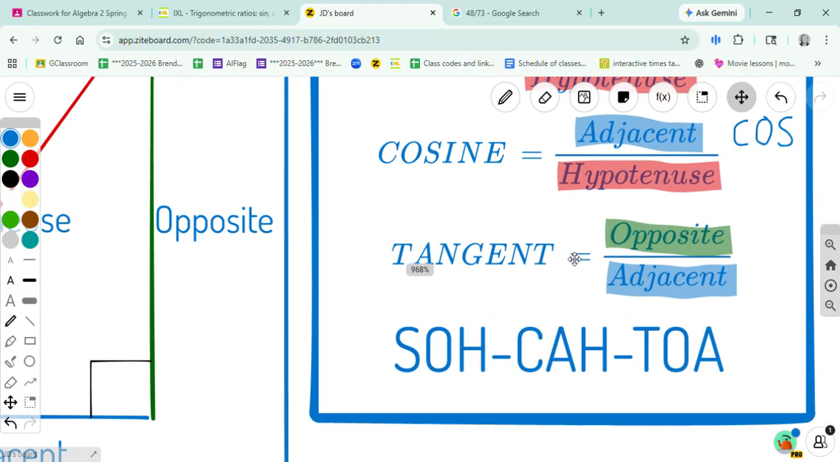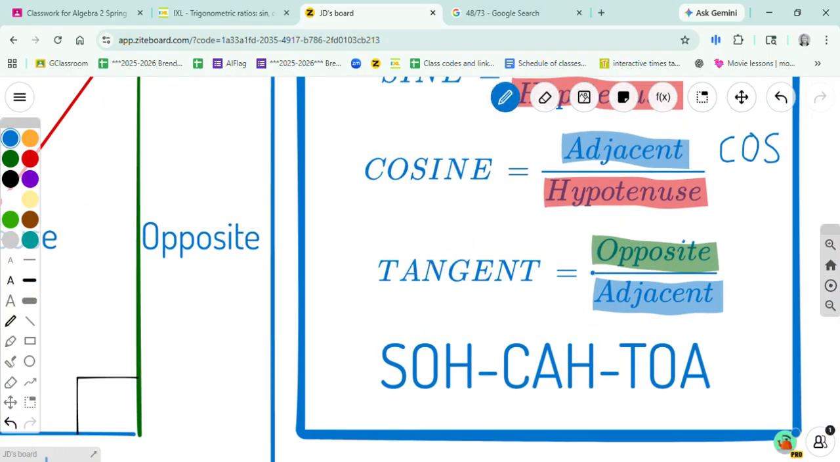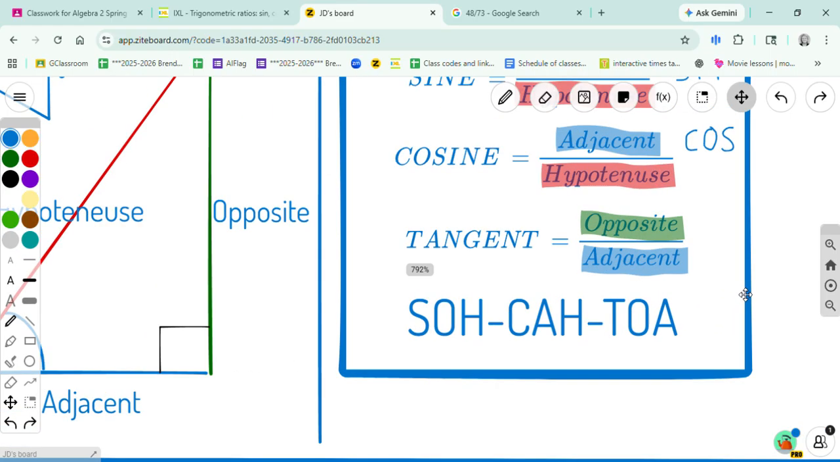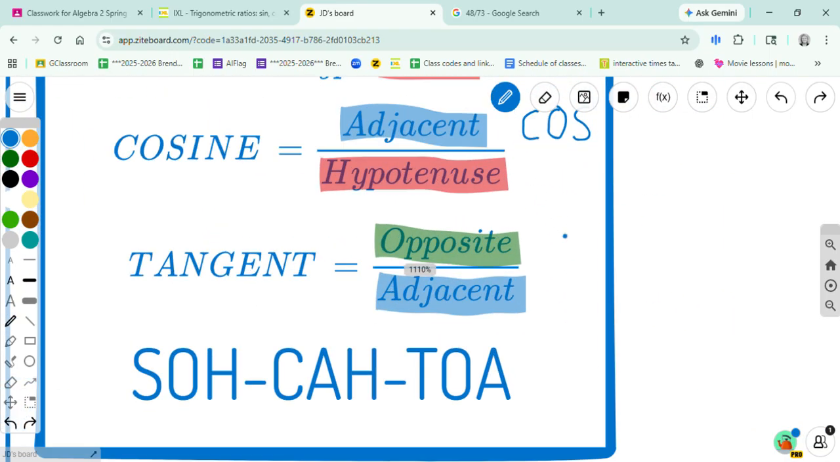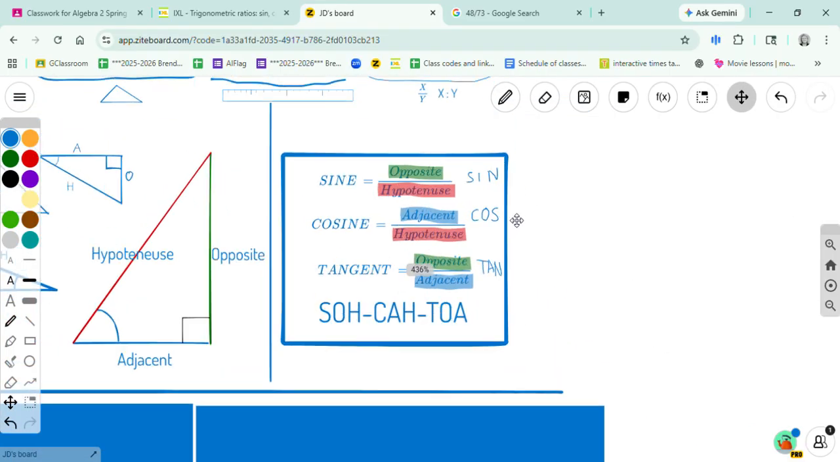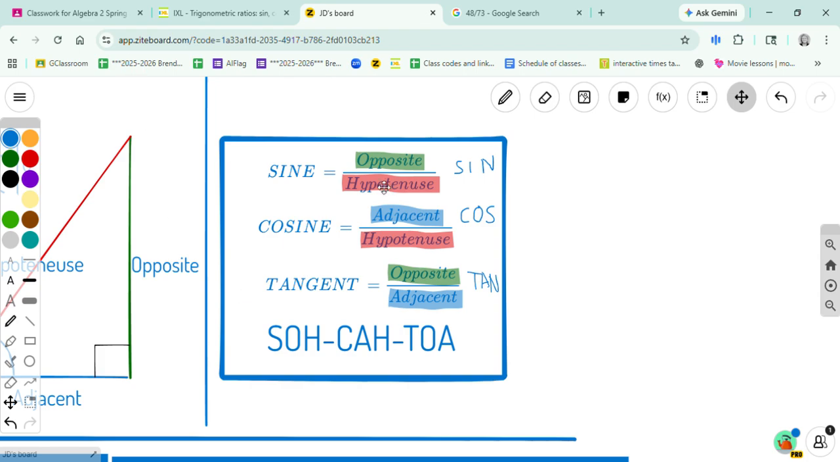The tangent is when you take however long the opposite side is and divide it by how long the adjacent side is. So this opposite side, however long that is, divided by the adjacent side, however long that is. And this one is often abbreviated to tan, T-A-N. These are the 3 basic ratios. Now, these are kind of hard to remember.